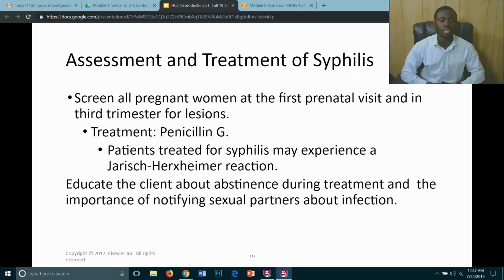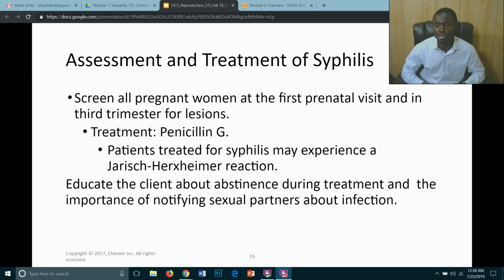In treating syphilis, normally a penicillin is given that is called benzathine penicillin G, and this is given as a single IM dose. There are some reactions that patients can have in response to this medication, and so you have to educate the client to report any signs and symptoms of allergic reaction.